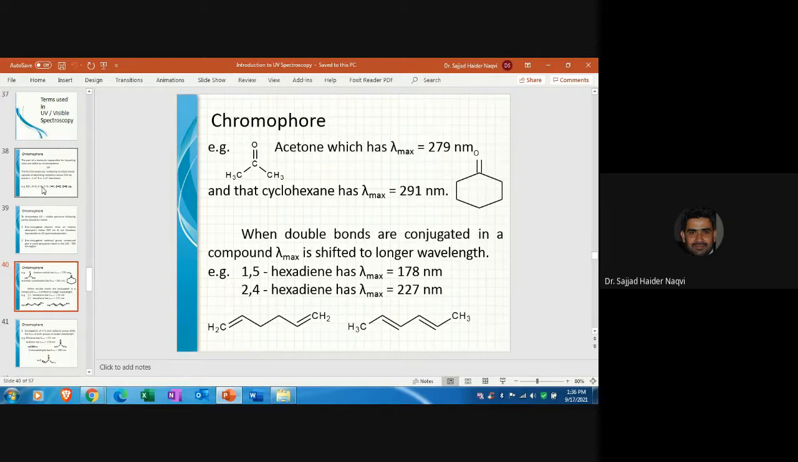So when double bonds are in a conjugated position, the absorption maximum is normally shifted to a slightly longer wavelength. If you compare these two examples with the other two examples, 1,5 hexadiene has a maximum absorption at 178 nanometer, and 2,4 hexadiene has an absorption maximum at 227. So now you can differentiate that when we have conjugated double bonds, normally the absorption maximum is shifted towards the longer wavelengths.